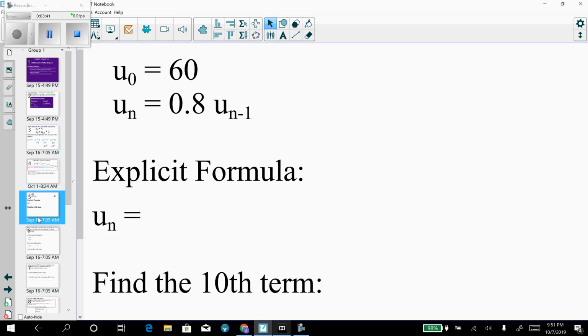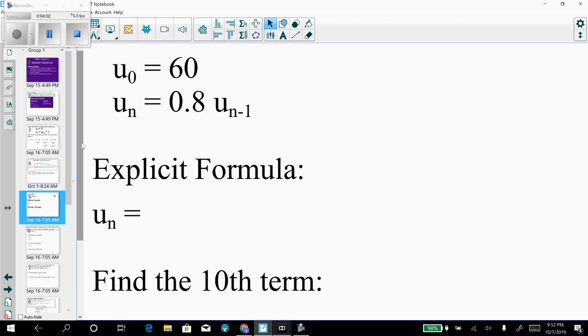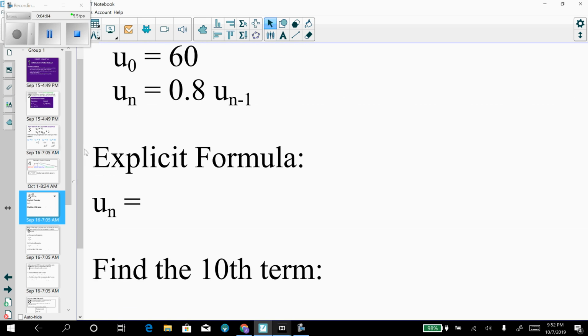All right, moving on. Here is an example. Notice that we have a u sub 0 here. That's 60, and u sub n is 0.8 times our previous term. Now, since this is less than 1, that means that our pattern will be decreasing here, okay? So pause the video and see if you can figure out what the explicit formula is, and also see if you can figure out the 10th term.